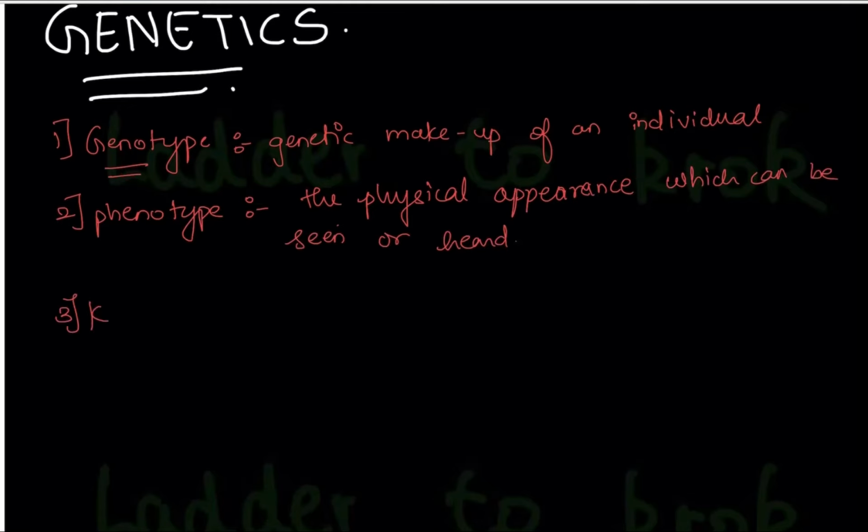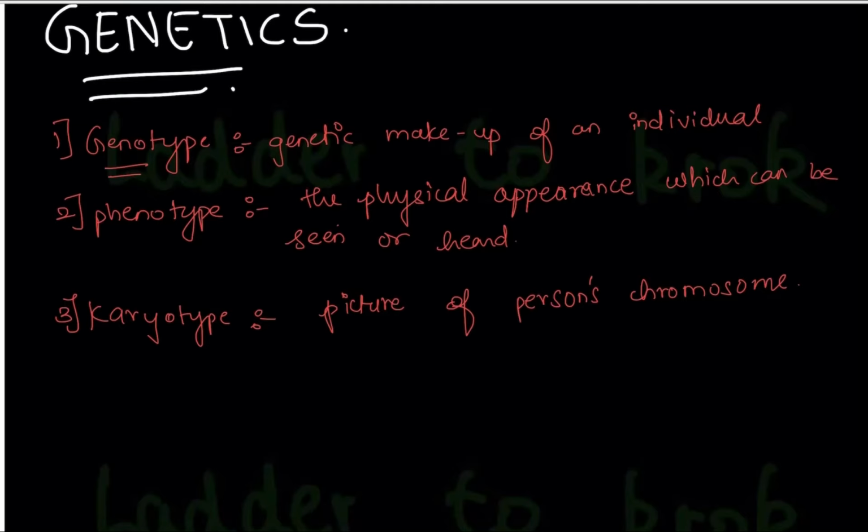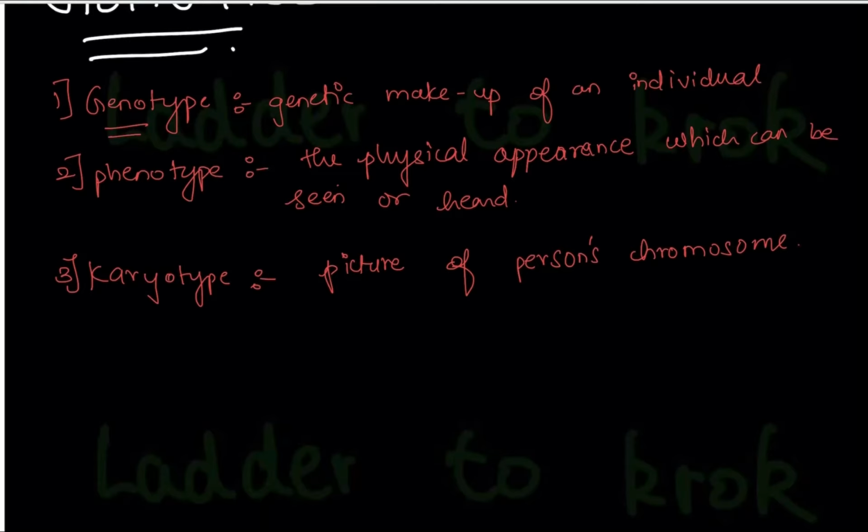The last is karyotype. Karyotype is a picture of a person's chromosomes. We normally have 46 chromosomes in total, that is 44 autosomes and 2 sex chromosomes. In females, XX is the sex chromosome, and in males, XY is the sex chromosome. So karyotype is the picture of a person's chromosomes.